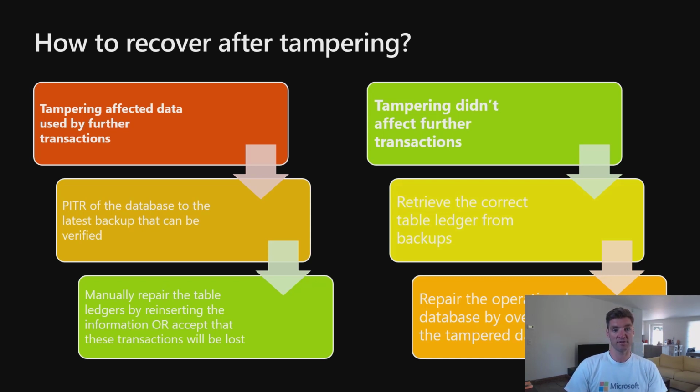So what you can do is attempt to retrieve the correct ledger table payload for the tampered transactions from a backup file, right? And so you restore the database from a backup file, but you restore it as a new database, where you can still validate that it is secure, right? And then you can repair the operational database by overwriting the tampered data in the ledger table with the original values. So this means that we're just going to create a new transaction recording of the repairing transactions.